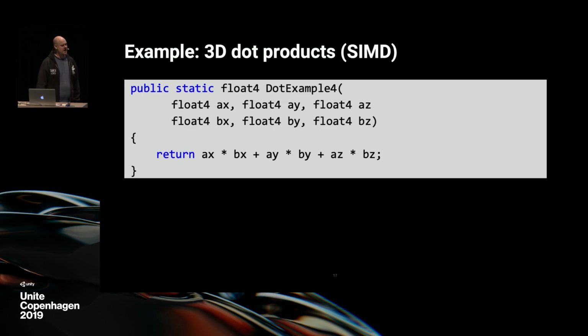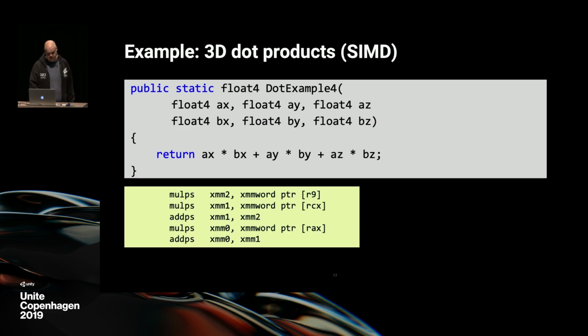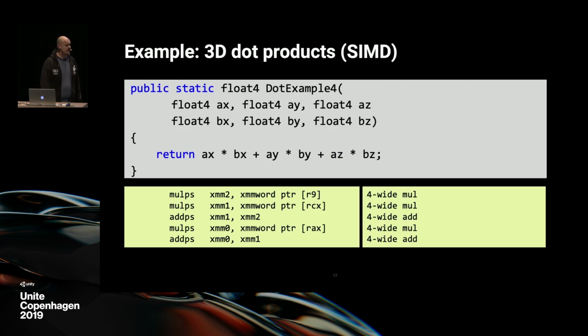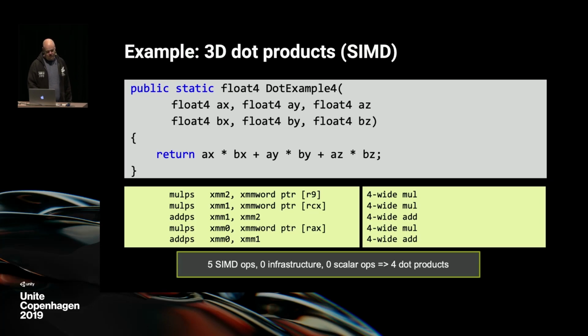Okay, so here's where it gets mind-bending. Now we convert all of those single values to 4 independent values. We have 4 independent x's, 4 independent y's, 4 independent z's for A, and the same thing for B. The expression is the same. How is this different? It's essentially the same sequence of operations, but they're now doing 4 things at once. So in this case, we have 5 SIMD operations, no infrastructure, and no scalar operations, and we've computed 4 independent dot products. This is what you're looking for. This is the mindset that you should have when you're asking, is my code running efficiently on the hardware?